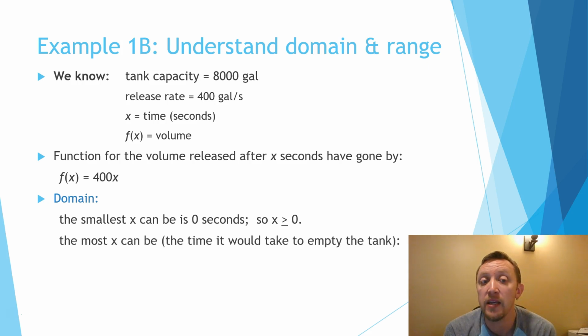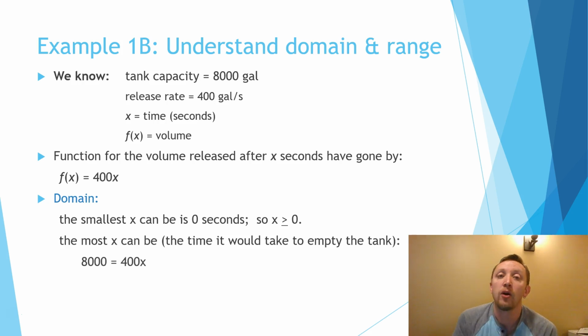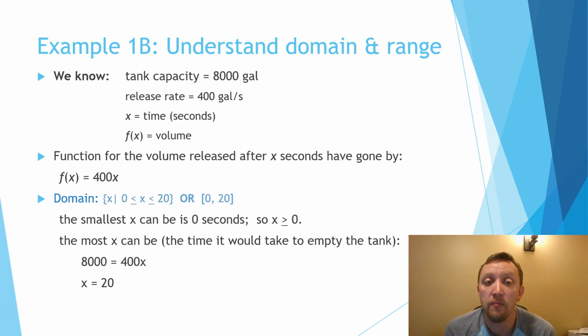Now to find the most X can be, we're going to have to do a little bit of work. And this is where the 8,000 comes in. Because we're trying to figure out what would be the longest time it would take for us to dump all 8,000 gallons. So 8,000 would equal 400X. And if I divide both sides by 400, we would get X equals 20. So the shortest amount of time that X could be would be 0 seconds, and the longest would be 20 seconds, because that's how long it would take to release all of the water.